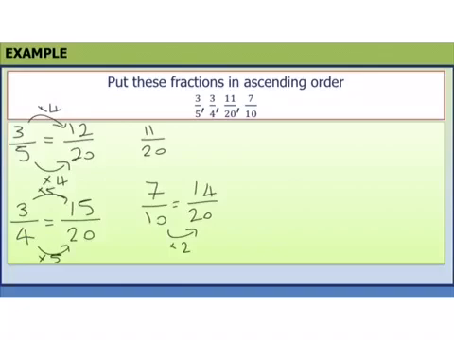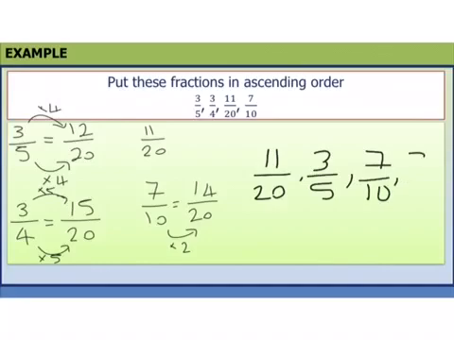Now it's asking for ascending order. That means smallest to biggest. So if we think about what our smallest fraction is, that's 11 over 20. Then our next smallest fraction is 12 over 20. But you must always give the original numbers. You can't give 12 over 20. You must say 3 over 5. Then the next one is 14 over 20. That was 7/10. And then 3/4 is our largest fraction.